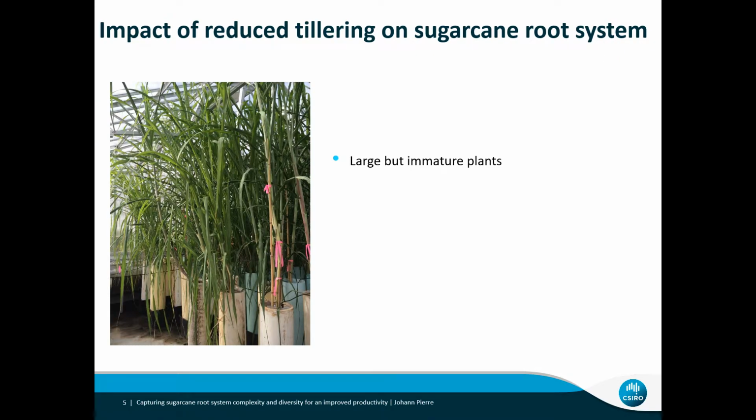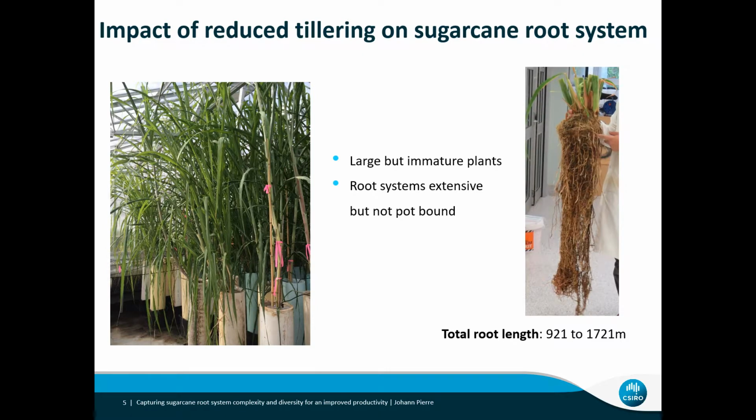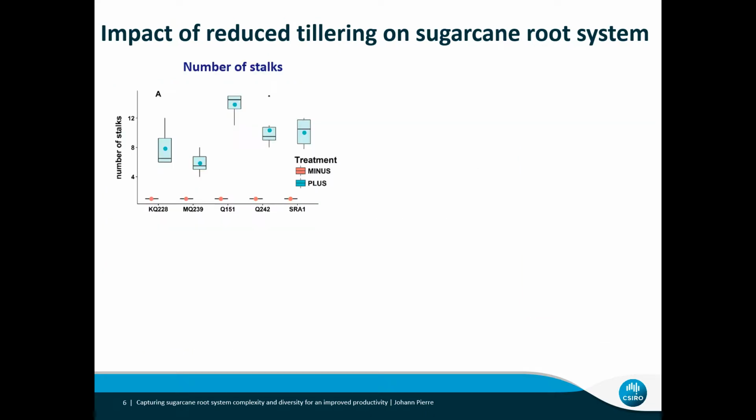So after 14 weeks, as you can see on this picture, the plants were well developed, but at this stage, it was too early for the sucrose to accumulate into the stalks, and so we could not measure the yield. And the root system of these plants were quite extensive, but not pot-bounded. And after scanning them all, the total root system per plant was between 900 meters to 1.7 kilometers. That was long hours of scanning.